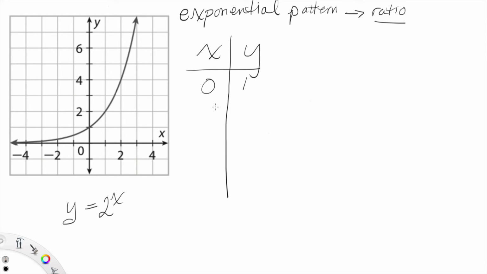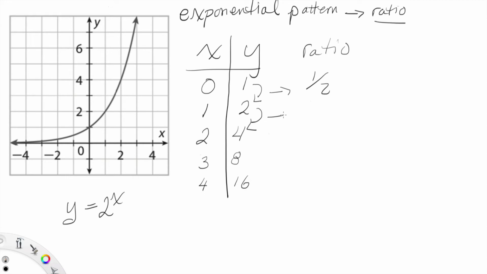Let's plot some points. 2 to the third is 8, 2 to the second is 4, 2 to the fourth is 16. And this one, we don't look at the difference or the second difference. We look at the ratio from one to another, right? So the ratio of the first two terms is 1/2. The ratio of these two terms is 2 over 4. The ratio of these two terms, 4 over 8. The ratio of these two terms is 8 over 16.